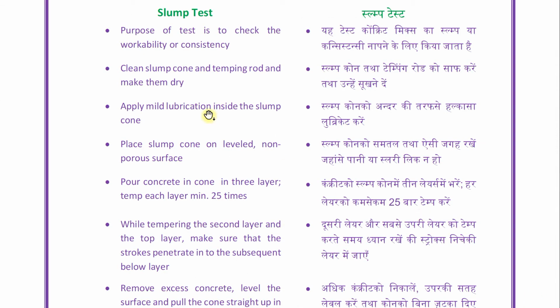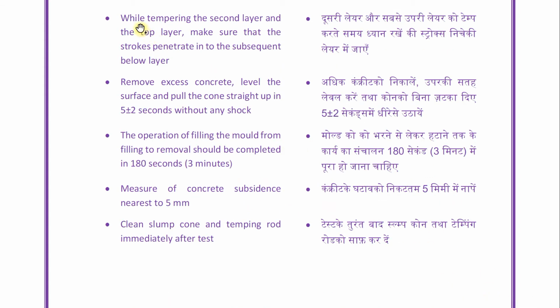Coming to the slump test procedure, the purpose of this test is to check the workability or consistency. Clean the slump cone and tamping rod and make them dry. Apply mild lubrication inside the slump cone, and we should place the slump cone on a leveled non-porous surface. So we should pour the concrete in the slump cone in 3 layers, and we need to tamp each layer with minimum 25 times. While tamping the second layer and the top layer, make sure that the strokes penetrate into the subsequent layer below.